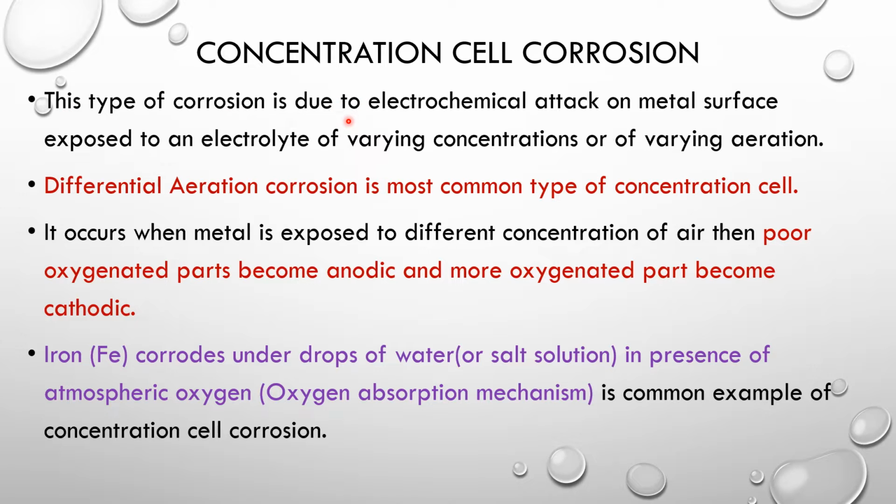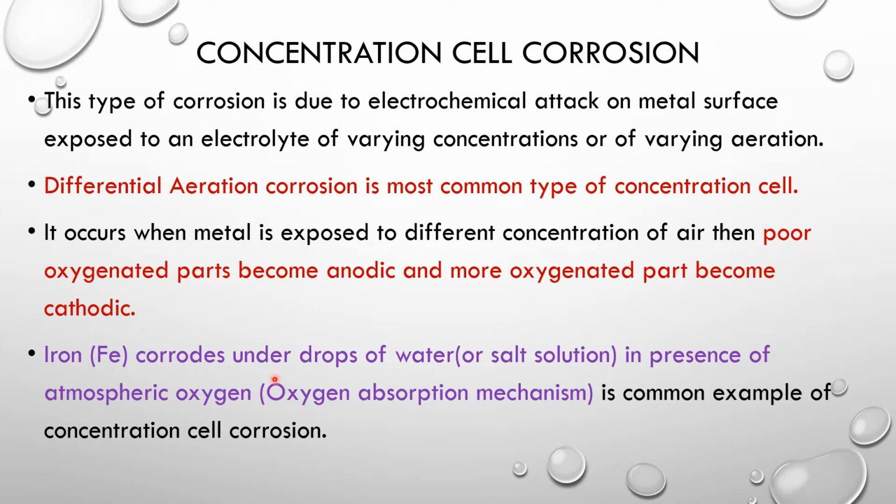This type of corrosion is due to electrochemical attack on a metal surface exposed to an electrolyte of varying concentrations of ions or of varying aeration, that is, different concentrations of oxygen. Differential aeration corrosion is the most common type of concentration cell. It occurs when metal is exposed to different concentrations of air, that is oxygen, then the poorly oxygenated part becomes anodic and the more oxygenated part becomes cathodic, and the part which is least oxygenated undergoes corrosion due to oxidation.